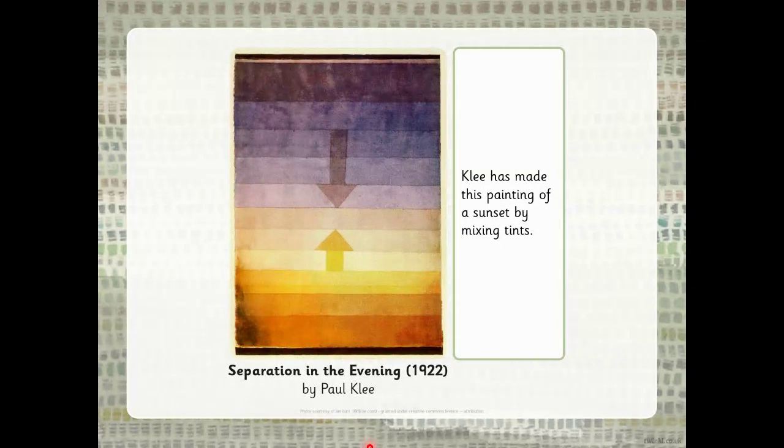Now here's a painting which is of the evening sunset. Now can you see the sky starts off with a dark blue, and as you go down the picture he's added a little bit of white, a little bit more white, a little bit more white. He's made the colours paler and paler, and the same he's done with the yellow. Down here it's a dark yellow, and as you come up it gets paler and paler and paler. What a clever picture.